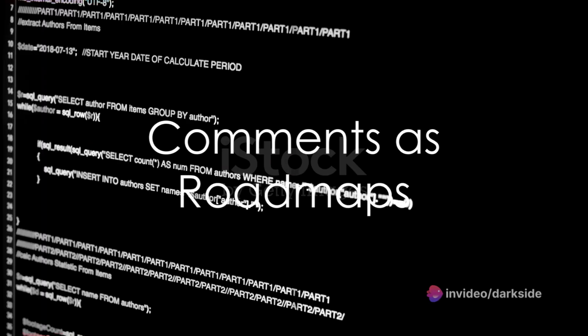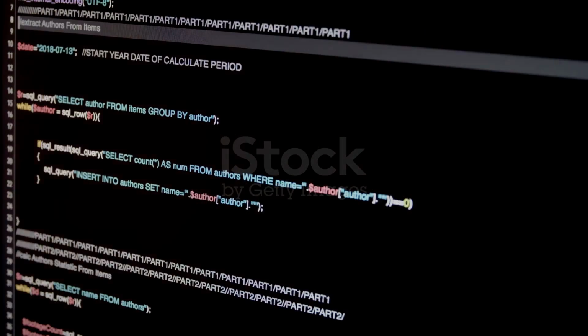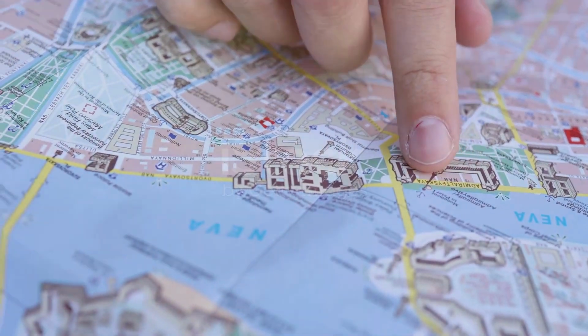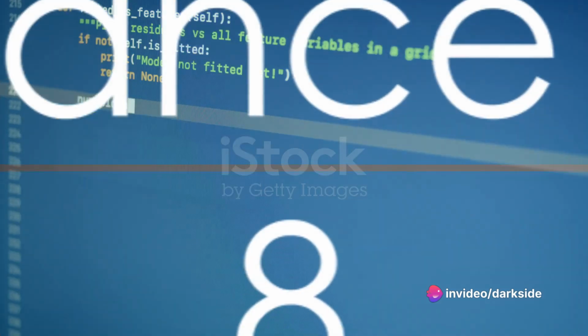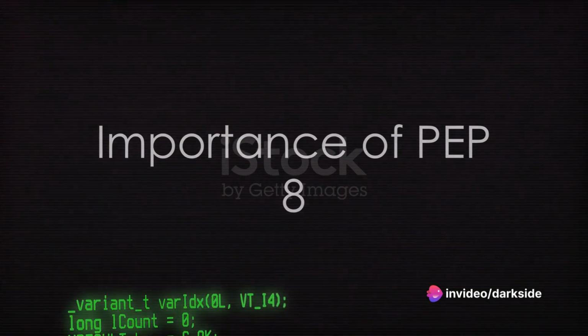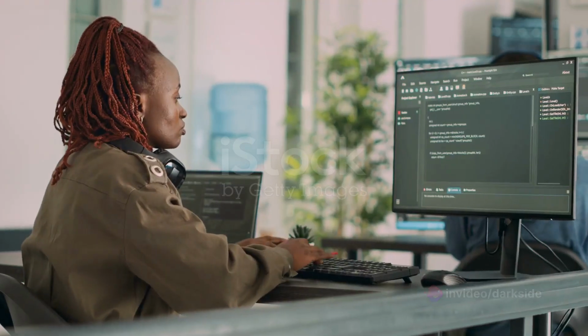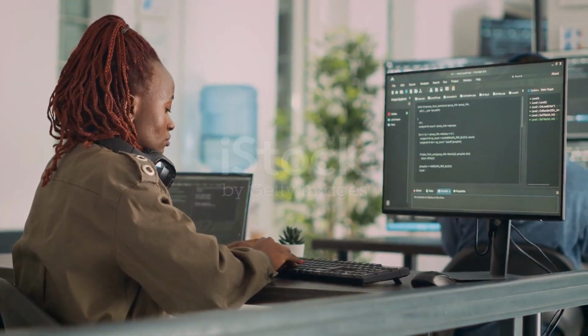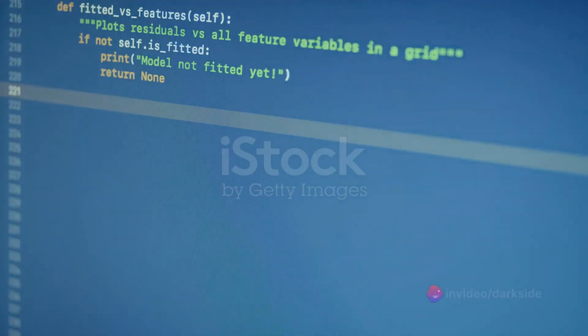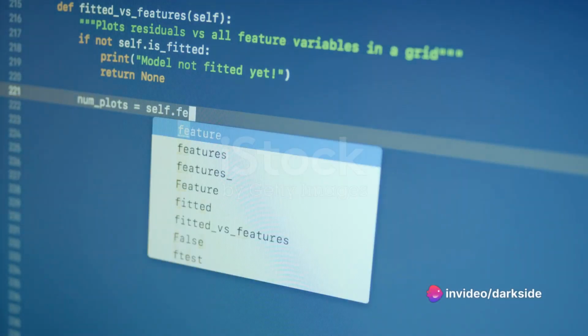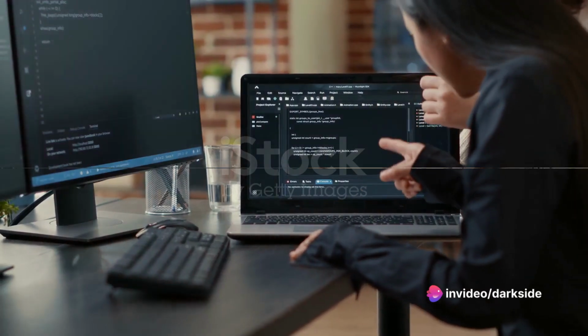Lastly, there are comments. PEP 8 suggests that comments should be complete sentences and must be updated when the code changes. Comments are like the roadmap to your code, helping others understand what's going on. So, why is PEP 8 so important? It's all about readability and consistency. Code is read more often than it's written, and having a consistent style makes it easier to understand. PEP 8 helps to ensure that Python code has a uniform style, no matter who writes it.